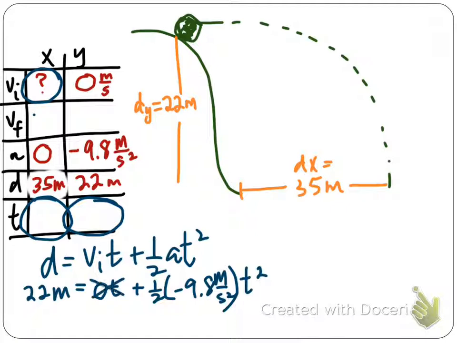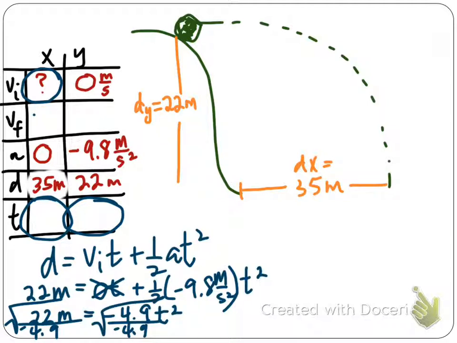Okay, so this goes away, and I get 22 meters equals, if I multiply 1/2 times 9.8, negative 4.9 times T squared. And what would I do next? Divide by 4.9. And then after I divide through by 4.9, I'm going to take the square root. So if I follow with my signs, can I take the square root of a negative number? No.